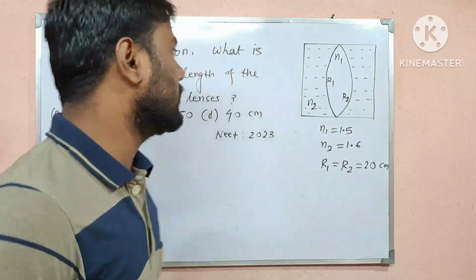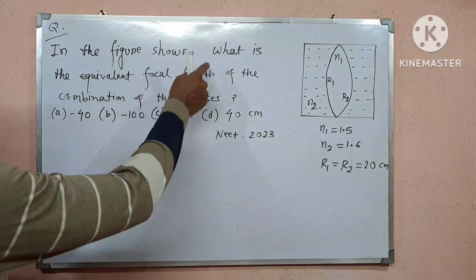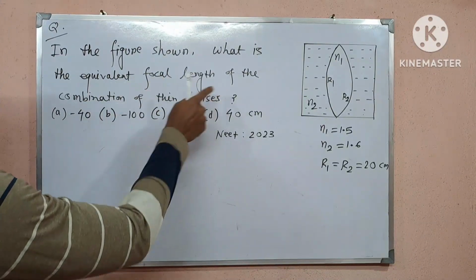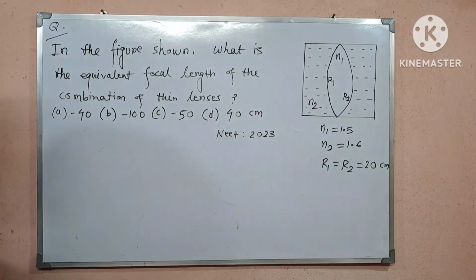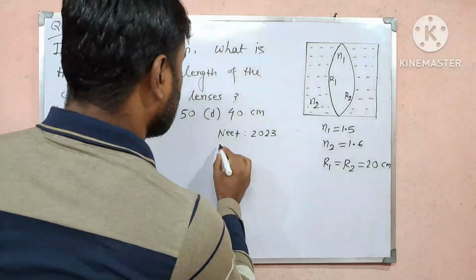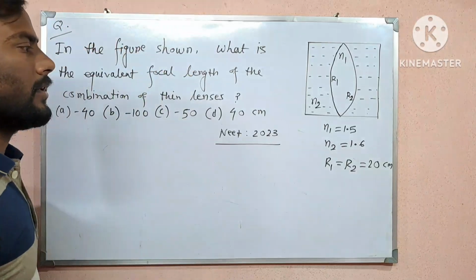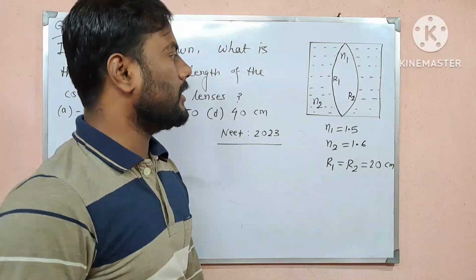Let's see the question. In the figure shown, what is the equivalent focal length of the combination of thin lenses? And the options are given. This is a previous year's question of NEET 2023. So let's see the figure carefully.